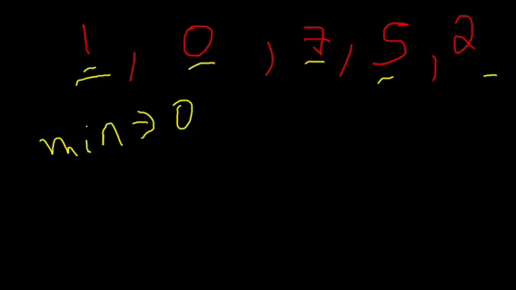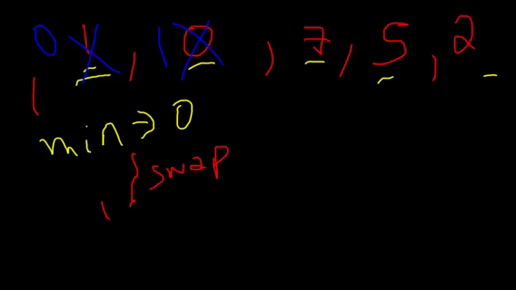Now, what I do is I swap what's in the minimum with 1. So 1 and the minimum get swapped. Swapping is basically exchanging their positions. So when I swap them, what I end up with is 0 here and 1 here. Now I consider 1 again, but this time it's at position 1. So all I have to compare it with is 7, 5 and 2. Here the minimum of course is 2.